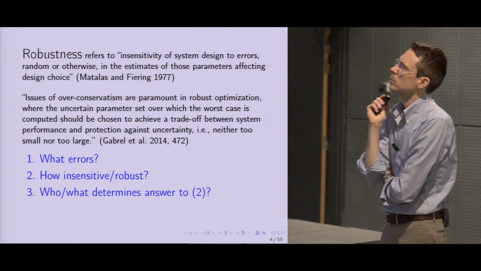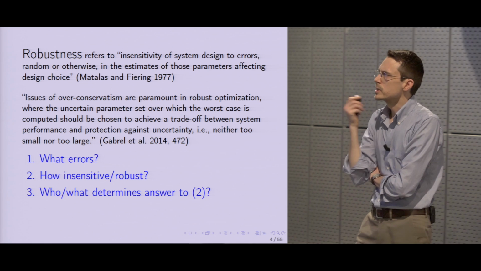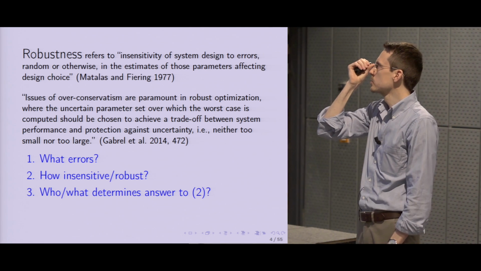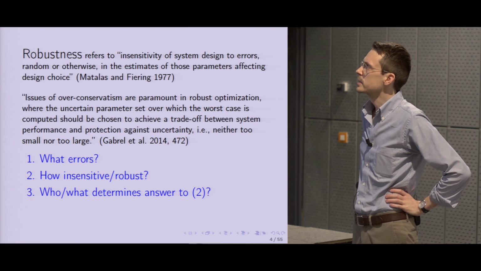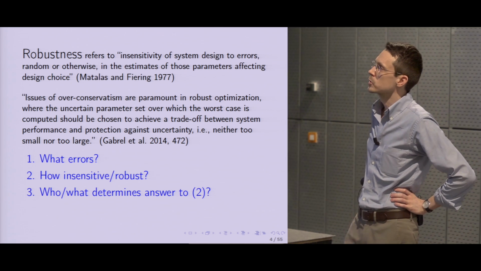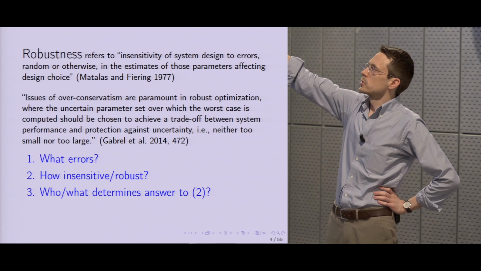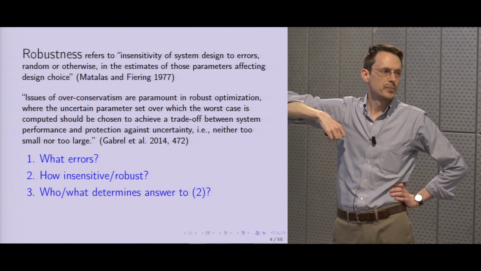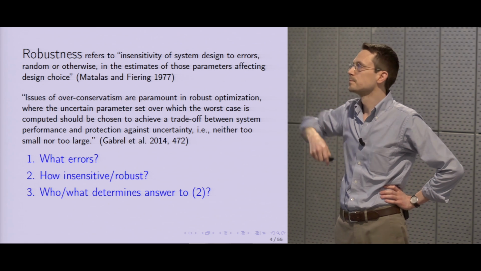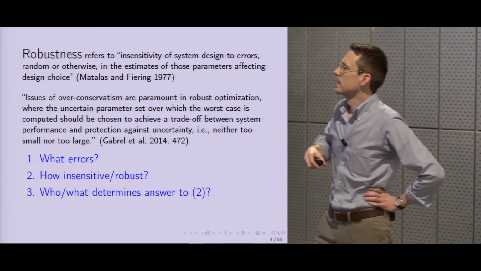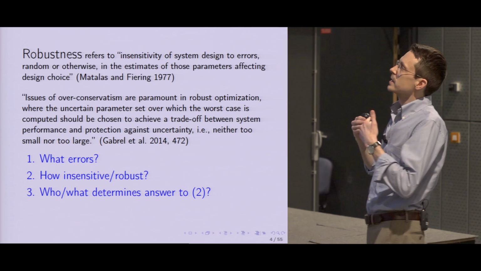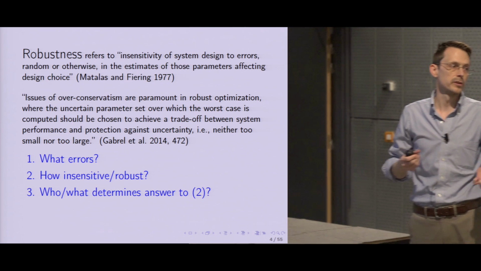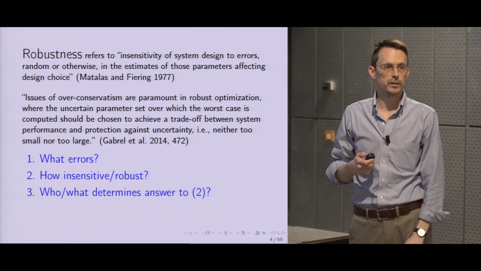At the top, this is a quote that I often see quoted about robustness: that robustness is insensitivity of system design to errors, random or otherwise, in the estimates of those parameters affecting design choice. If you switch out system design and put in something like policy action, that's what we're thinking about: the idea that the outcome of the policy action is insensitive to some amount of errors in, for example, the way that you're predicting the future.